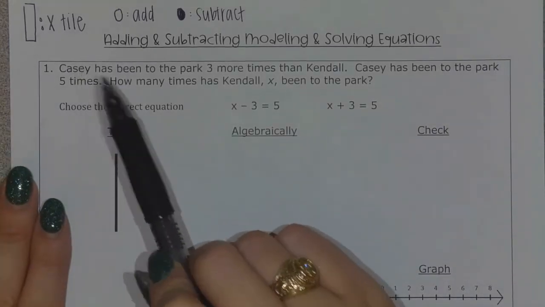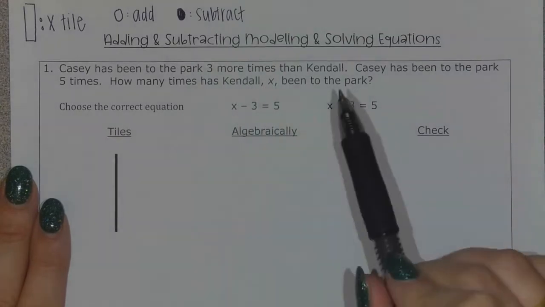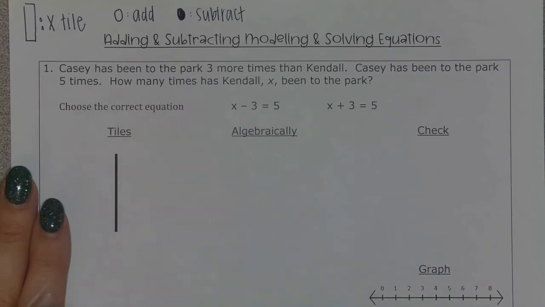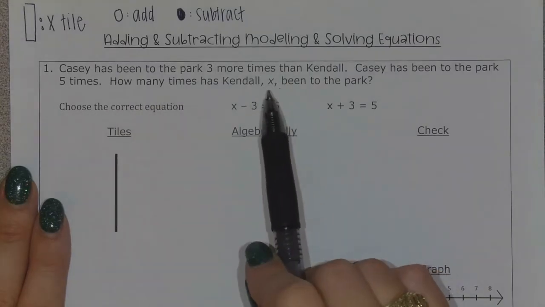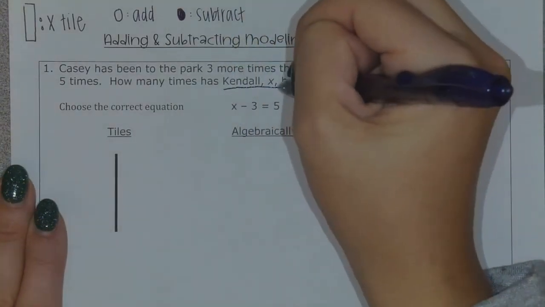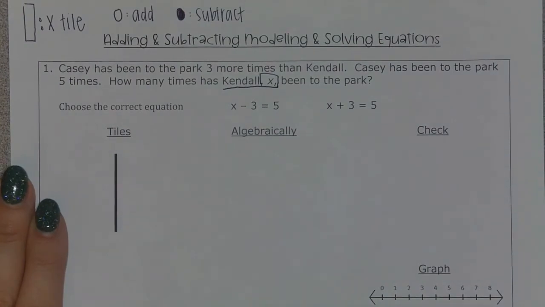So our problem says that Casey has been to the park 3 more times than Kendall. Casey has been to the park 5 times. So how many times has Kendall? And then after it has X. So that means that Kendall is represented. That is our unknown variable. Our unknown number is X. So how many times has Kendall been to the park?